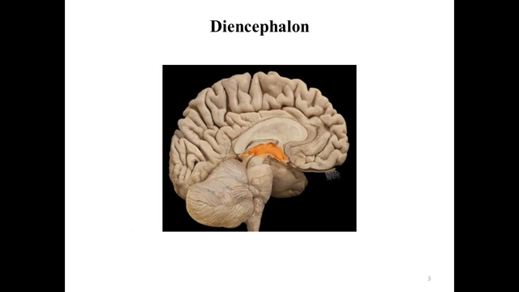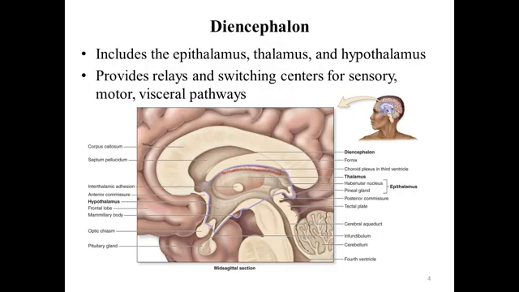The diencephalon, highlighted in orange in the image, is sandwiched between the inferior regions of the cerebral hemispheres. The diencephalon lies deep within the brain. It includes the epithalamus, thalamus, and hypothalamus. These terms are bolded in the image to help you find them.